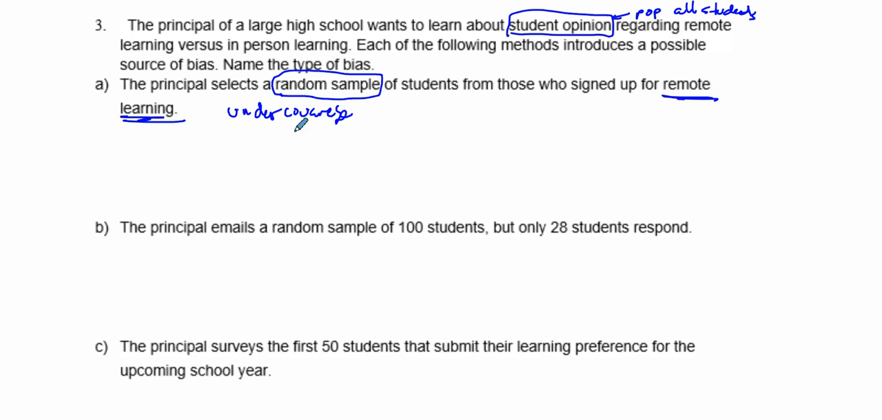All right, undercoverage and probably some response bias in this. Okay. Since they already came in with some remote learning, they're probably going to think favorably of the response, right? And also undercoverage, because he's not asking anybody that's not signed up for remote learning. Undercoverage: not surveying or sampling those not in remote learning.